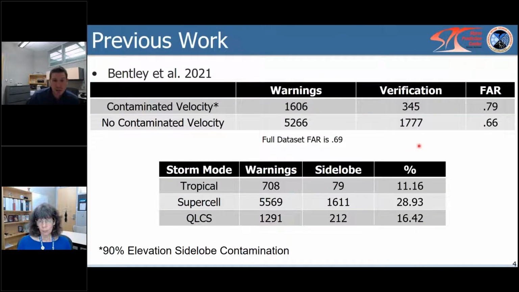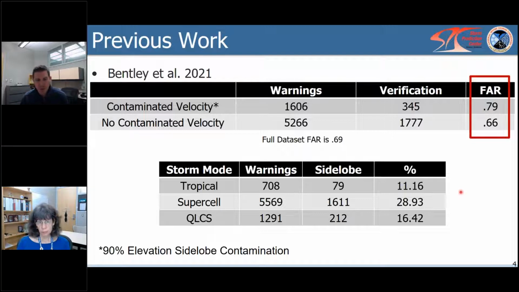And then when you look at the verification, this is what was very interesting. When there was contaminated velocity data present, the false alarm rate for tornado warnings was 0.79 versus 0.66 when there was no contaminated velocity. Just to put that in perspective, that only sounds like a 13% difference, but that's the difference in 1 in 3 versus 1 in 5 tornado warnings verifying. So it is a very significant difference, even though it might only look like 13% there.